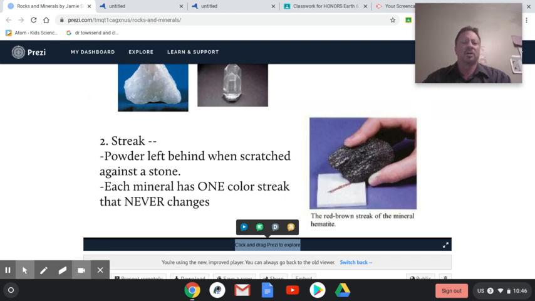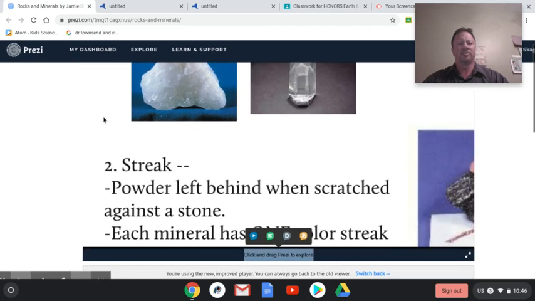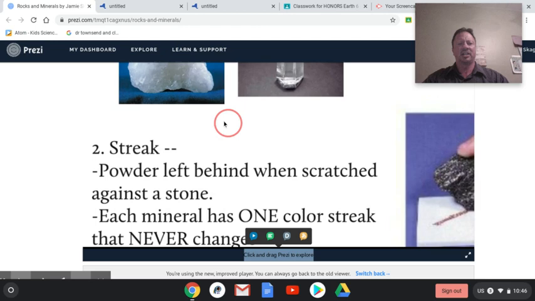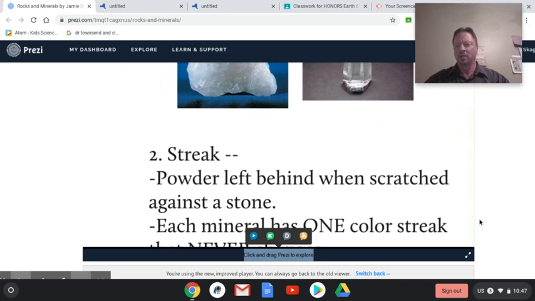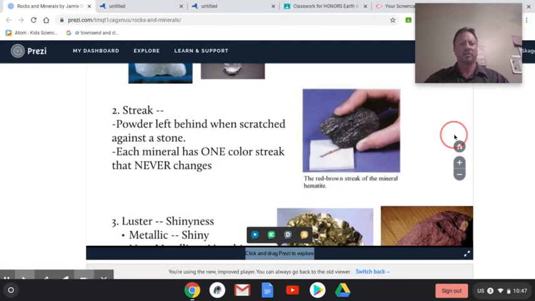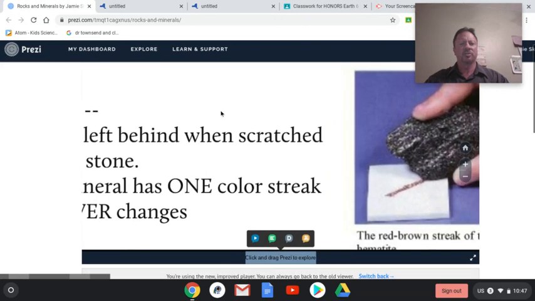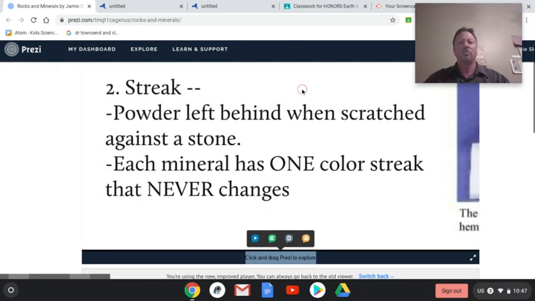Streak, you might remember this from 6th grade. I think some of you may have taken a streak plate and taken a mineral and done one of these things to it, where you scratched the mineral up against the surface and you left a powder behind. And that's called streaking a mineral. Okay. And this is definitive for a mineral. Okay, this will not change. So all those different colors of quartz I just showed you, they will all streak with the same white powder. Okay, and every mineral will only have that one specific color, whatever it may be. It's not always white. It may be something else.